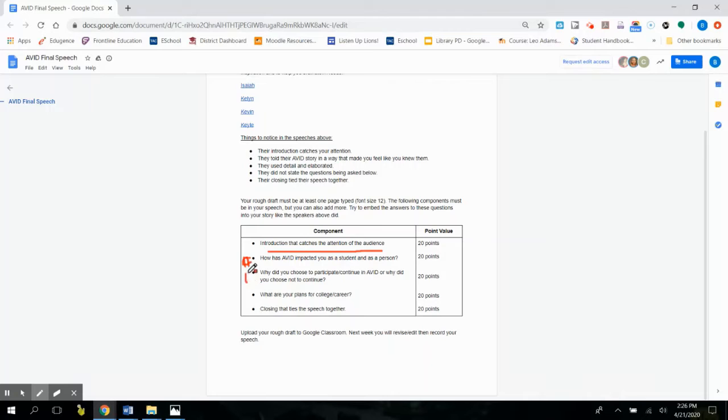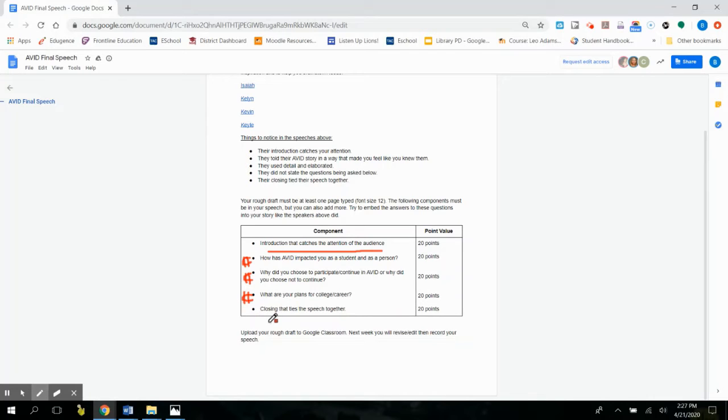Your second body paragraph: why did you choose to participate in AVID or continue in AVID? Or why did you choose not to continue? So 8th graders, those of you who are planning on not coming back, why are you not wanting to come back? Just be honest. And also, what are your plans for college or for your career? That's body paragraph or question number 3 that you have to answer.